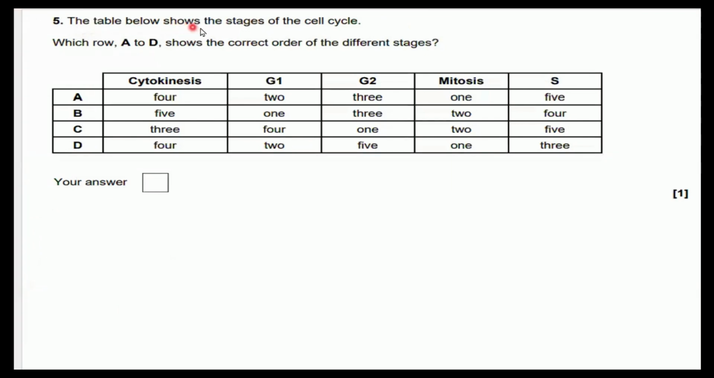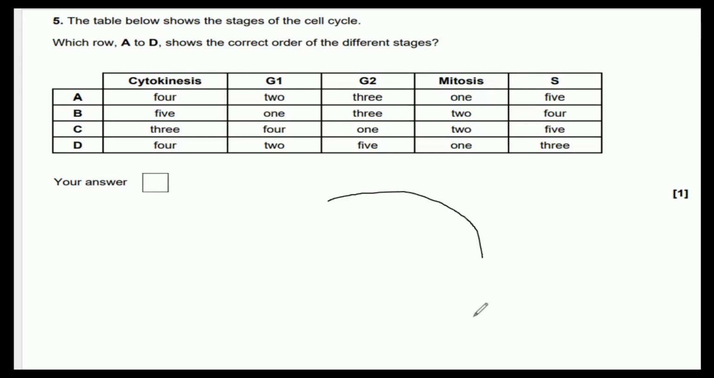Okay, the table below shows the stages in the life of the cell cycle. Which row A to D shows the correct order of the different stages? So what you need to appreciate, this is a cycle, so it can start with any one. You just want to make sure it's all in the correct order. So hopefully you know the cell cycle off by heart. By the way, pause the video, have a go.